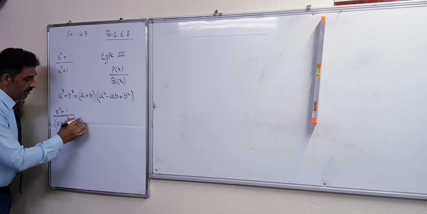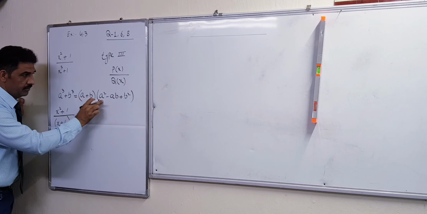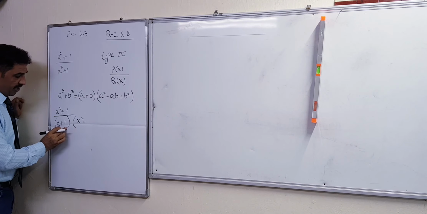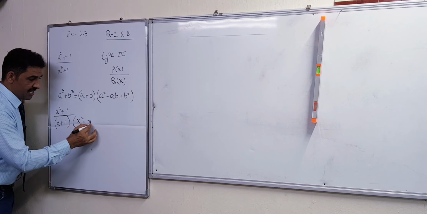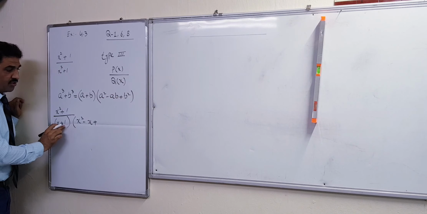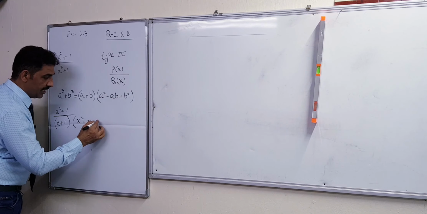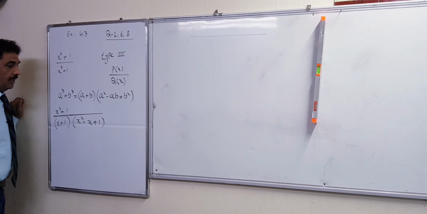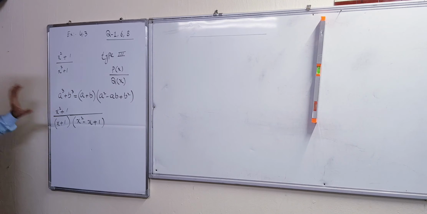Into a square, x square, minus ab, meaning the product of these two terms. What is the product of these two terms? Minus x, and plus b square. 1 square is what? 1 square is also equal to 1. So the factorization step is finished.